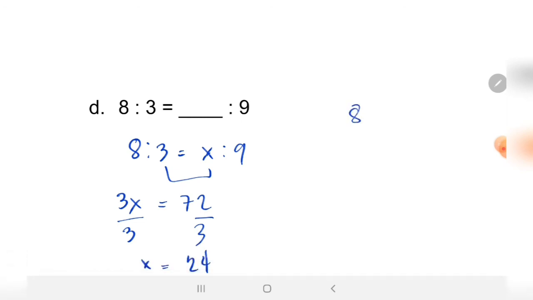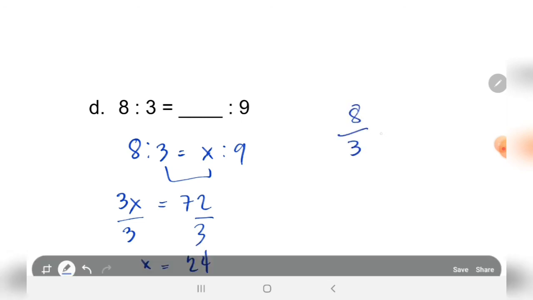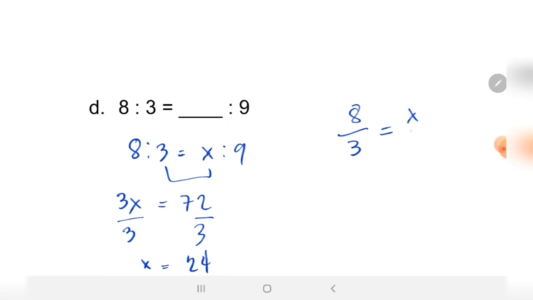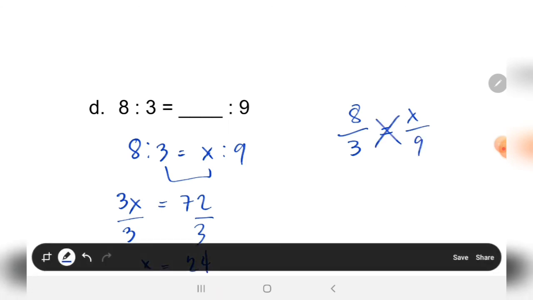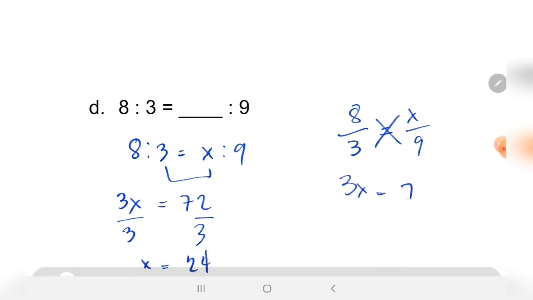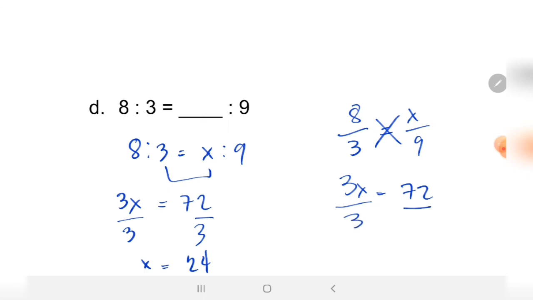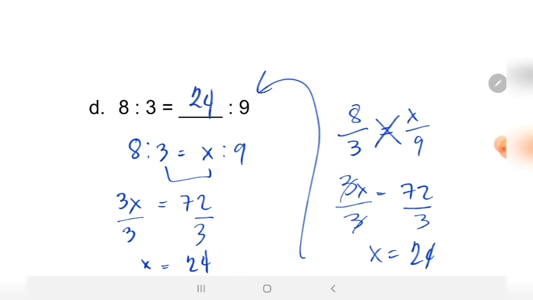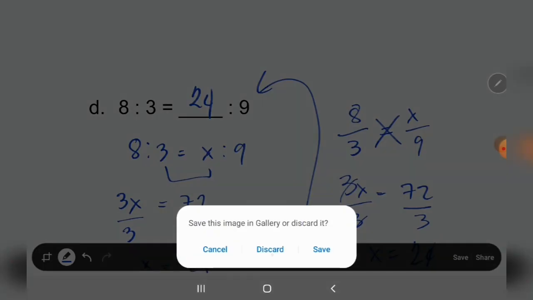Next, 8 over 3 equals x over 9. Let's do the cross multiplication, that is 3x equals 72. We divide it by 3 so that we get x equals 24. So our answer now is 24. Easy, right? Next.